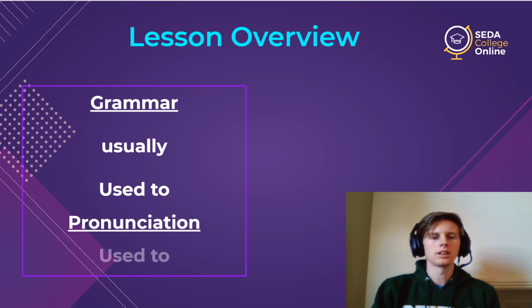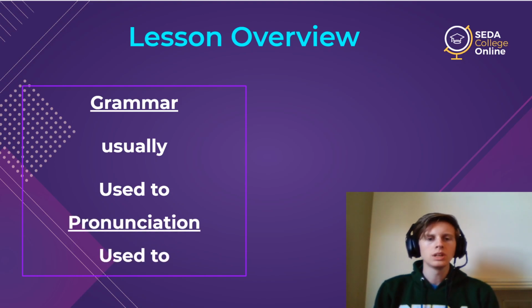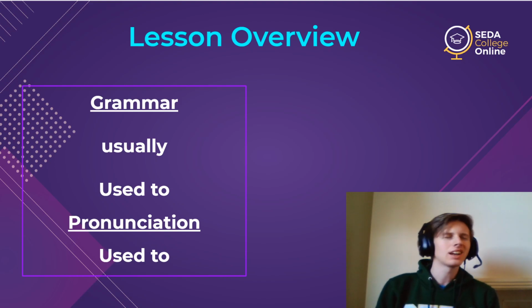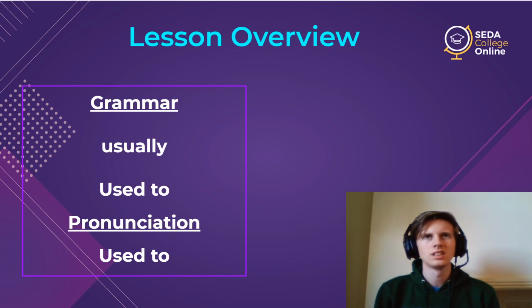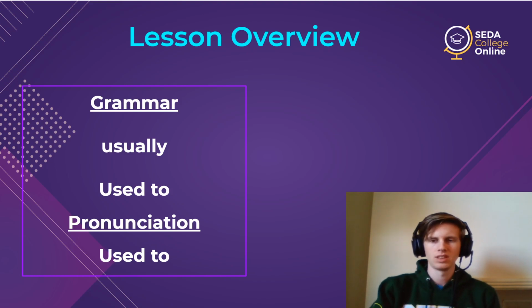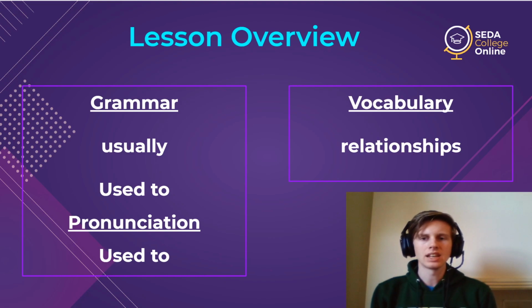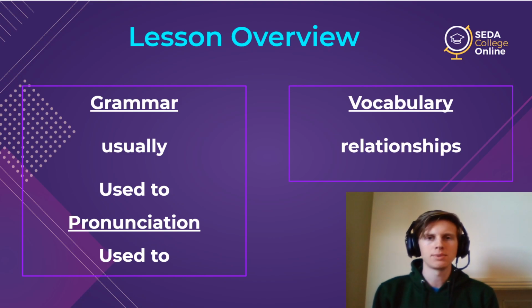And then we'll do a fair bit of pronunciation with used to, because the pronunciation is almost as tricky as the grammar. This is a very, very common verb in English, and so it can have a somewhat tricky pronunciation, or a very quick and fast pronunciation, and that's what I want to practice. And then at the very end, we're going to talk about some vocabulary for relationships.